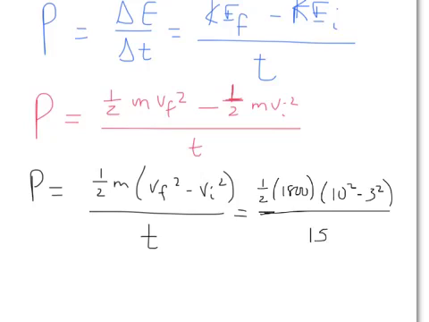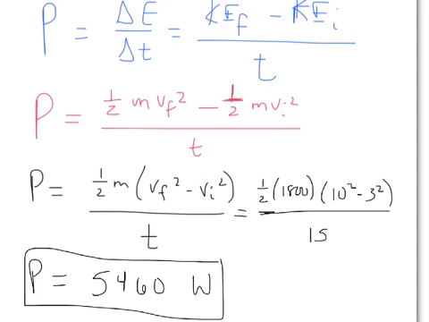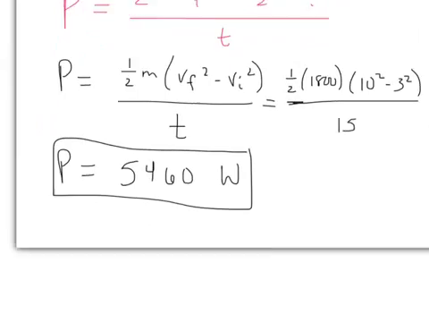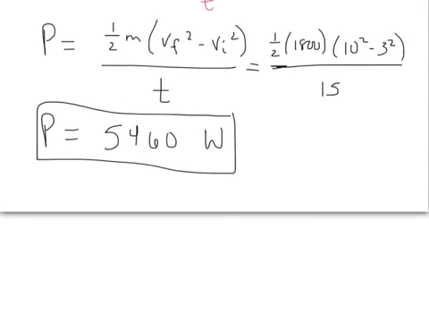What do I have for a number? Anybody have a number for me? Joyce? 5,460. Yeah. Units of? Kilowatts? What is it? Watts. It's in watts. You could convert it to kilowatts if you'd like to. 5.46 kilowatts is fine, but the answer you get is in watts. Okay, there's your answer up there in watts.